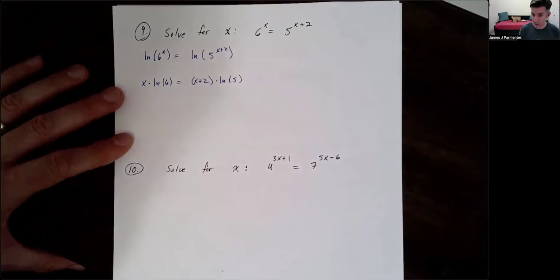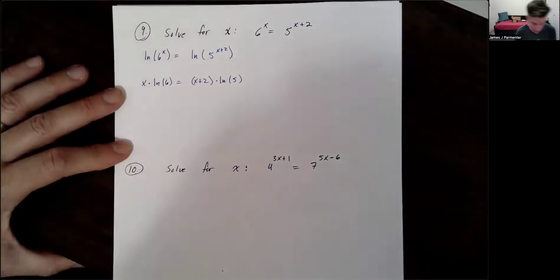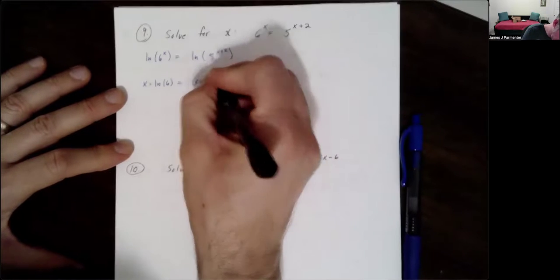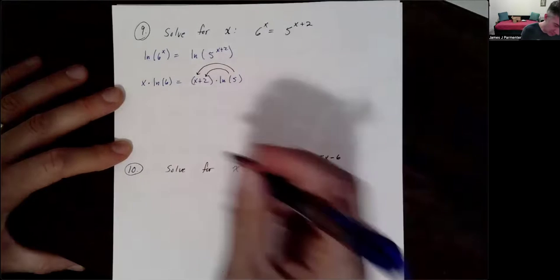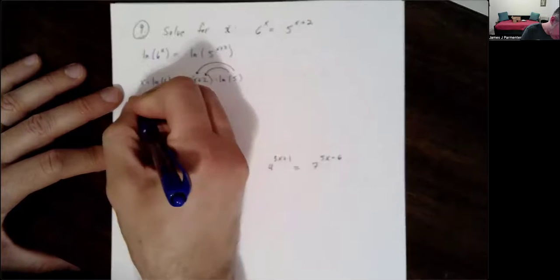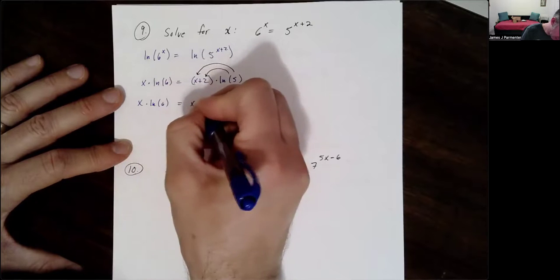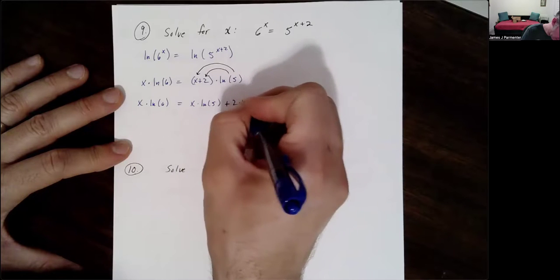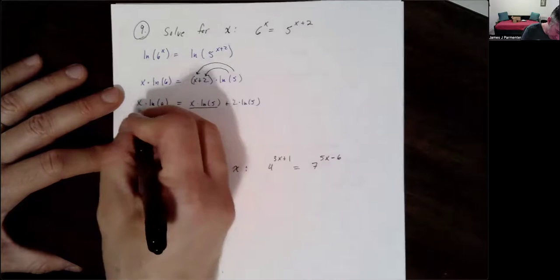Our goal is to solve for x. To be able to do that, we have to isolate all the x terms on one side. To do that, we have to distribute the natural log of 5 to the 2 and to the x, because we always distribute multiplication across addition. So I have x times the natural log of 6 equal to x times the natural log of 5 plus 2 times the natural log of 5. I'm going to combine all the terms with x on the same side.